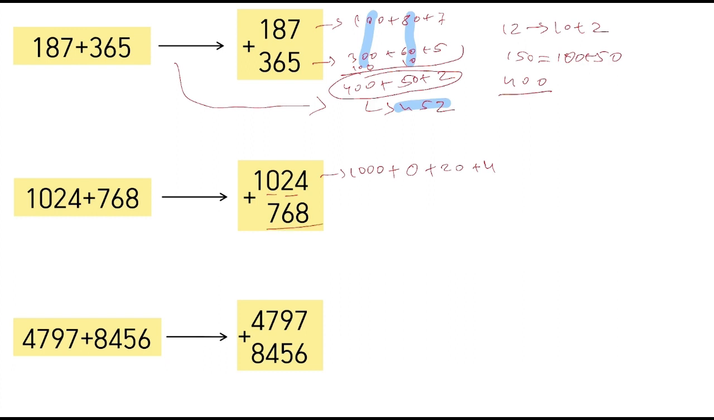Let's look at this example. It does not have a thousand place, so the thousand place is empty. Hundreds place is 700. Tens place is 60. Units place is 8. Let's add these numbers.